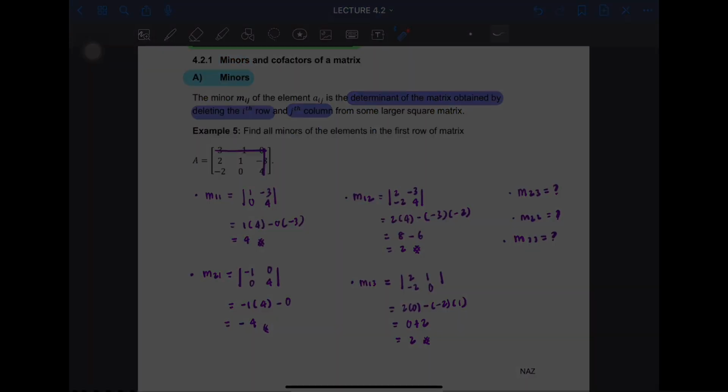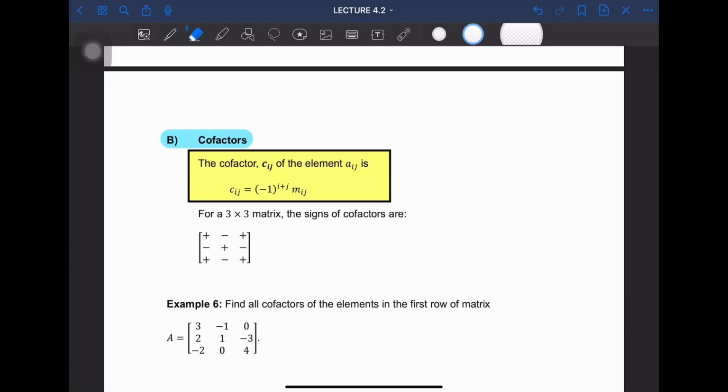Okay guys, now let's proceed with the cofactors.